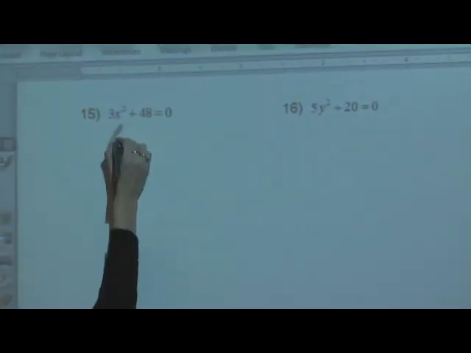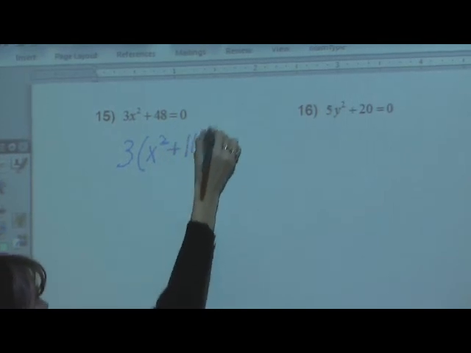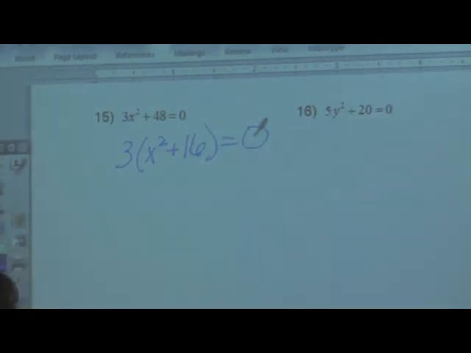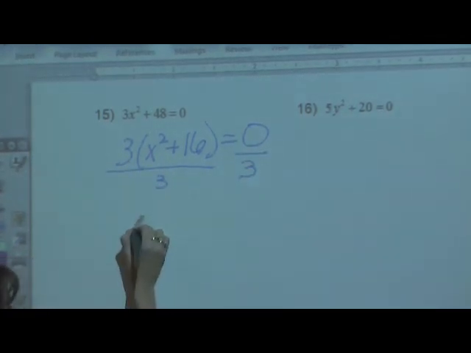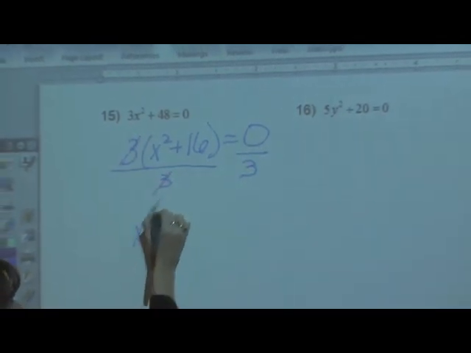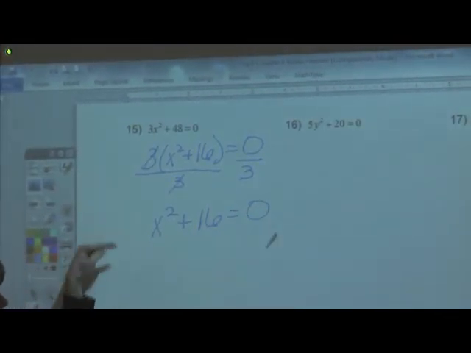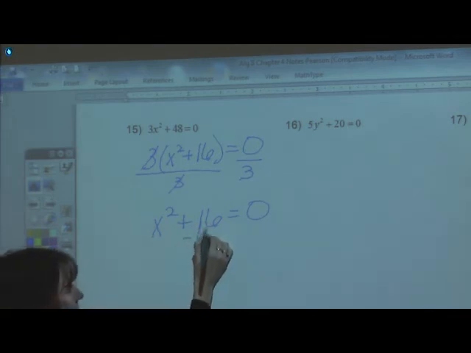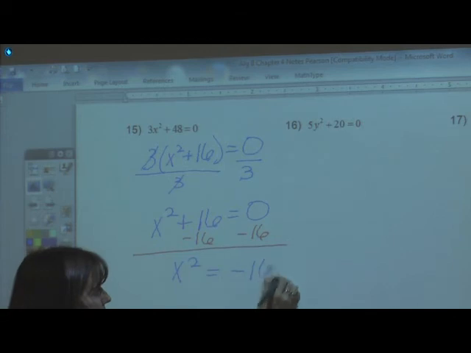If I take out the number 3, I'm left with 3 times x squared plus 16 equals 0. At this point, we can divide both sides by 3. Those go away, and I have x squared plus 16 equals 0. Move your 16 to the other side. Now, you can factor, but I found that people would rather subtract 16 from both sides, and you'd have x squared equals negative 16.